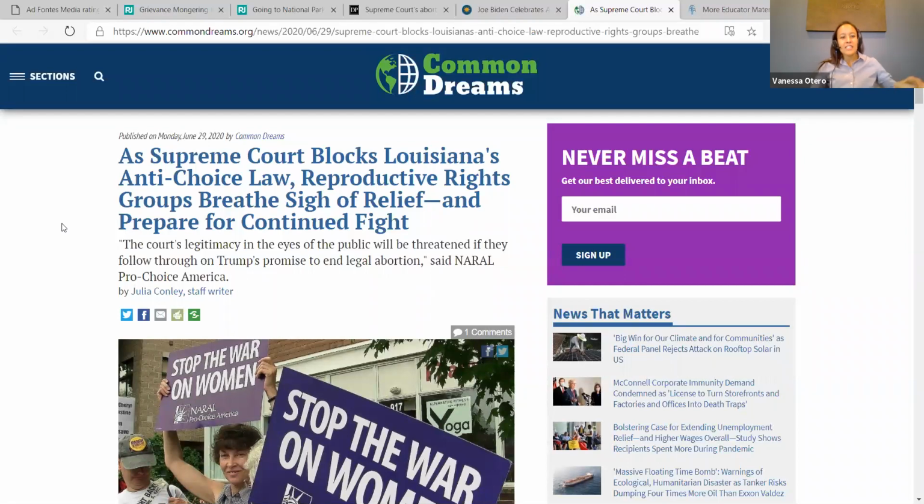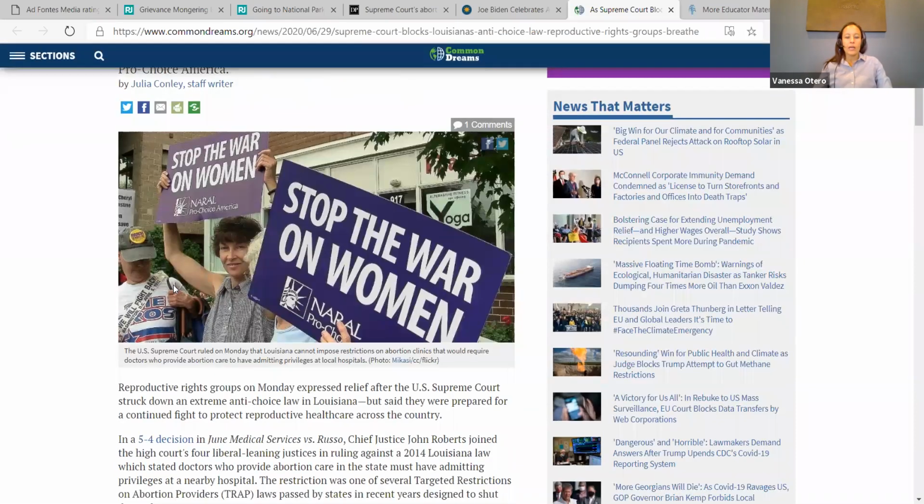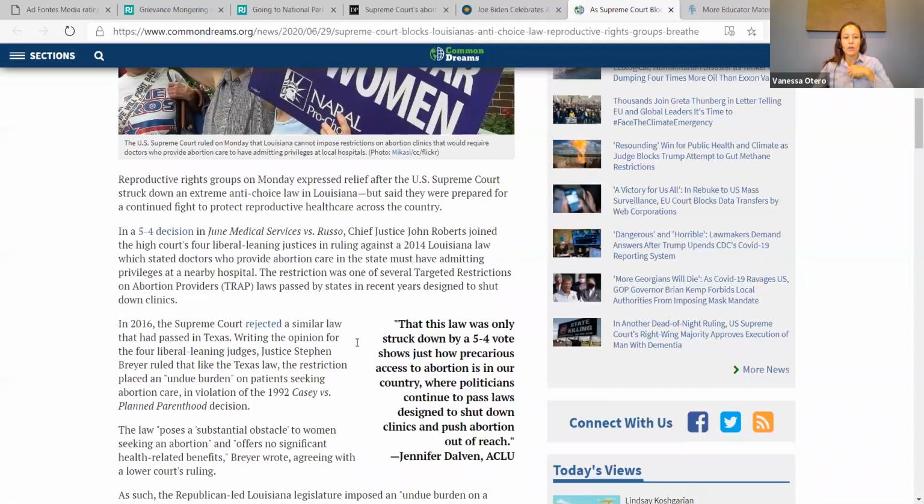The court's legitimacy in the eyes of the public will be threatened if they follow through on Trump's promise to end legal abortion, said NARAL Pro-Choice America. And let's take a look at the graphic. In this graphic, you have two protesters, and their signs say, "Stop the war on women, NARAL Pro-Choice America." All right, so let's go through a couple of paragraphs and look at our other context clues as well.